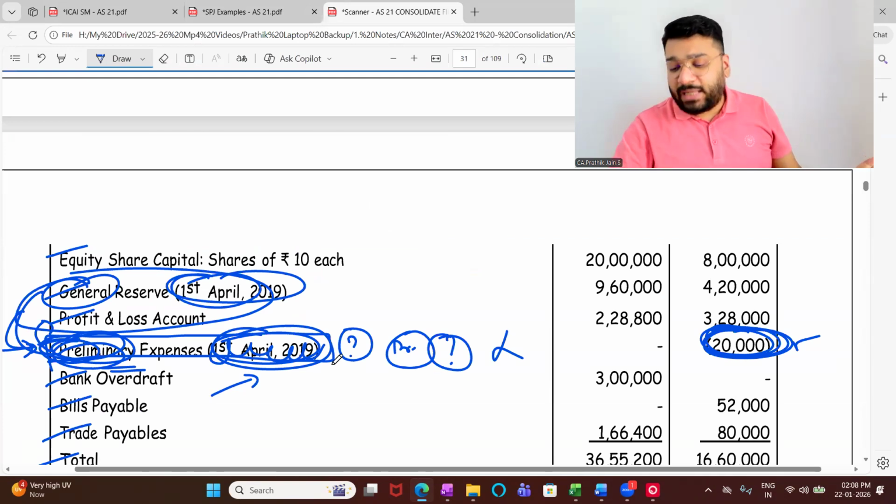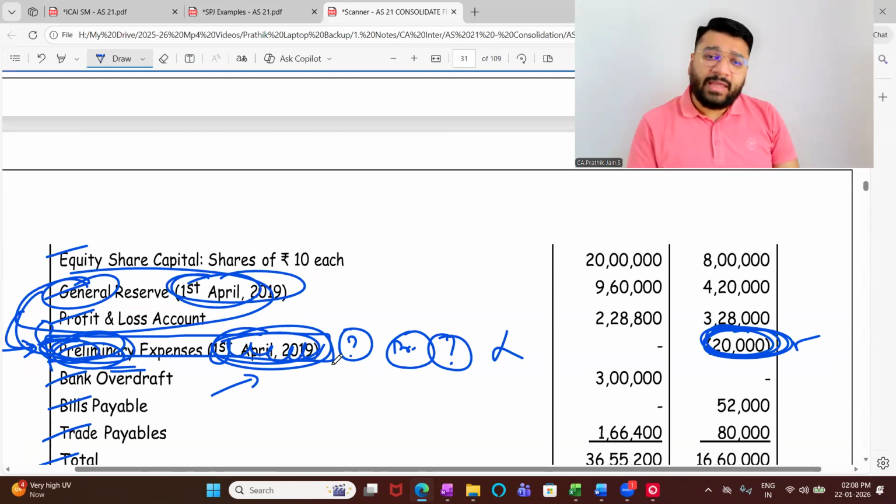Now, as an auditor, you tell me, people, you get this scenario, you audit this company. They are not willing to write off the preliminary expenses. Who? Client. Who are you? Auditor. You are going to sign it. Will you go and tell him that, hey, you are not writing off the preliminary expenses, I'll drag you to the court?